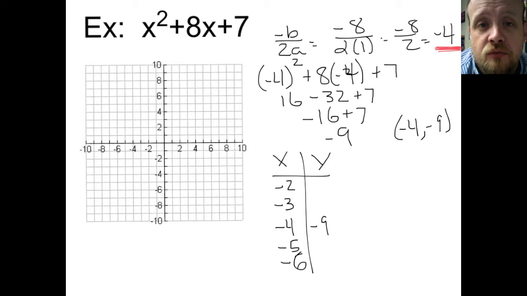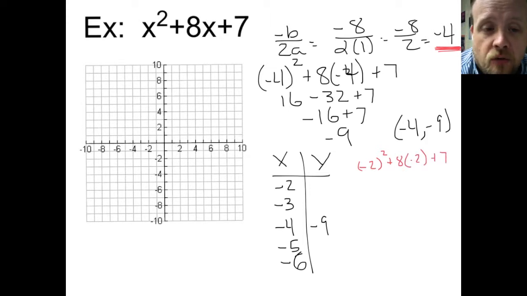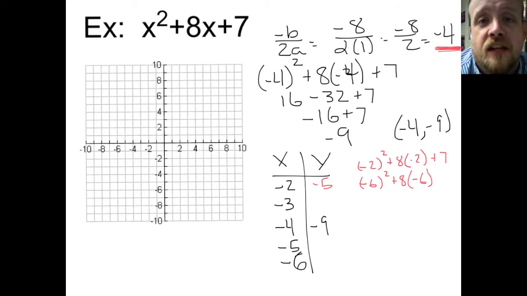We get negative 2 squared plus 8 times negative 2 plus 7. And then we just have to work it out. We get 4 minus 16 plus 7 gives us negative 5. To test and make sure we did that right, we can jump down to the opposite side of the graph and look at negative 6. So negative 6 squared plus 8 times negative 6 plus 7. We work through that, and we do once again get negative 5. And that's great, because that means that we've done things correctly.